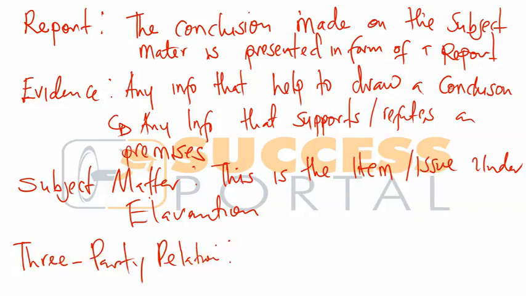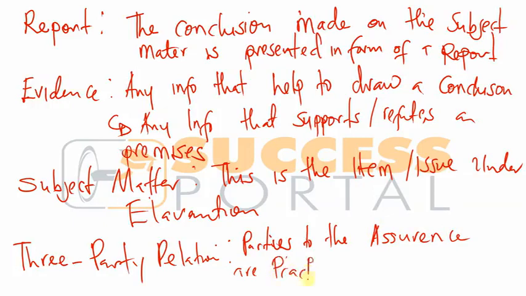So the parties to the assurance are the practitioner, this is the expert, then we have the intended user, and lastly the responsible party. Three people. That's the three-party relationship. So basically that's how you're supposed to answer that question.